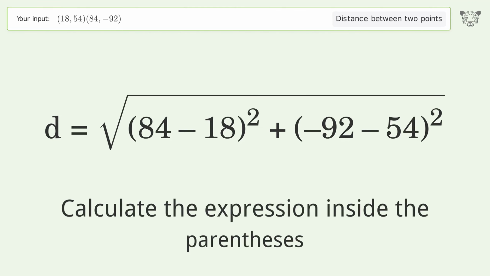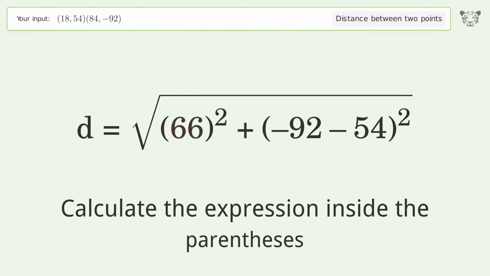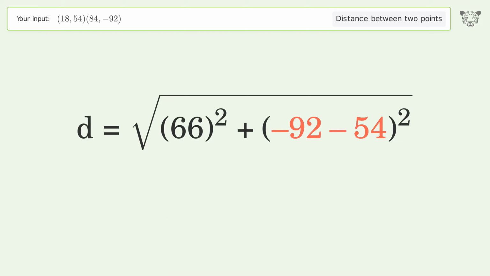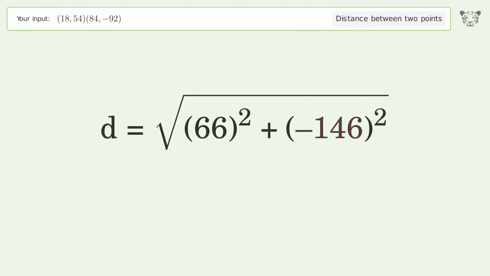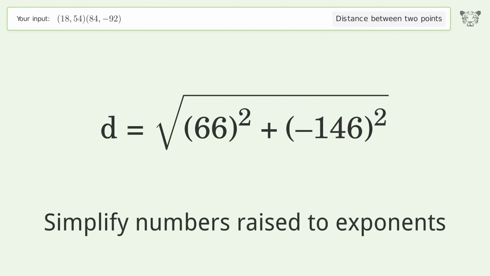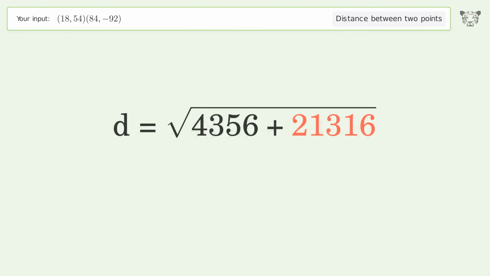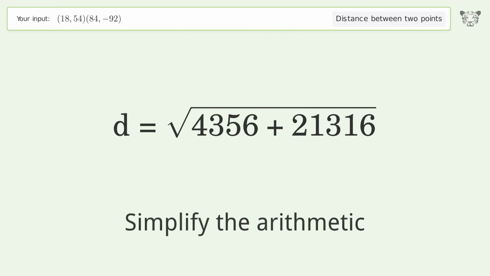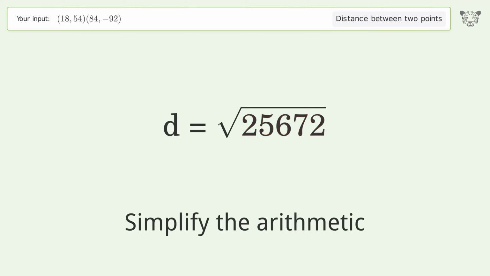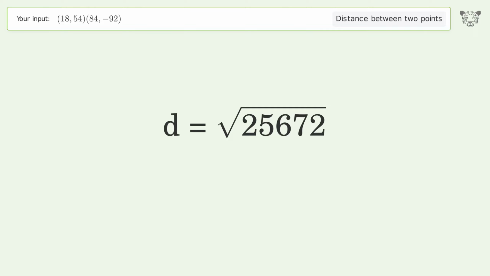Calculate the expression inside the parentheses. Simplify numbers raised to exponents. Simplify the arithmetic. And so the distance between the 2 points is the square root of 25,672, or 160.225.